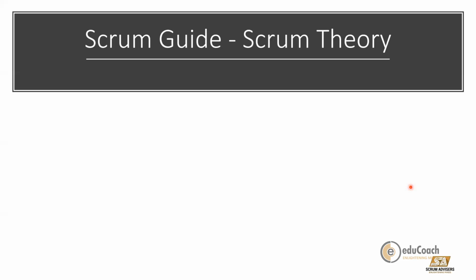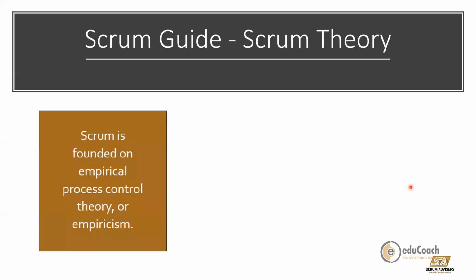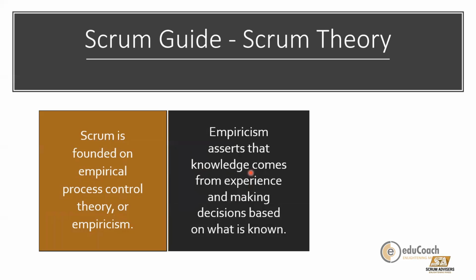So what does the Scrum Guide say about Scrum? Scrum is founded on empirical process control theory, or empiricism, and we just saw what empiricism is all about. Empiricism asserts that knowledge comes from experience and making decisions based on what is known. Until we make a decision today based on what we know now, we will not be able to move forward, because our decision today is what creates a feedback loop. If we don't move forward with what we know today, we'll never be able to get feedback. And we know that knowledge comes from experience.